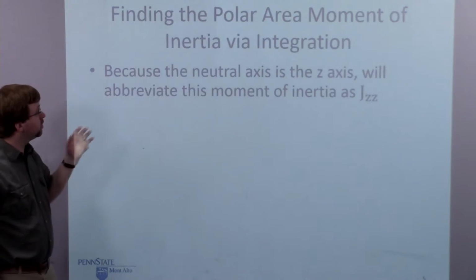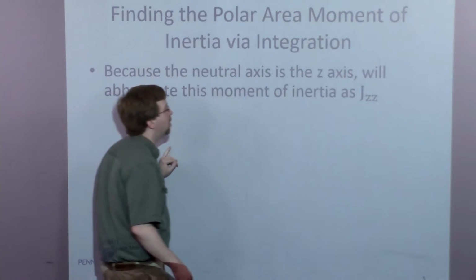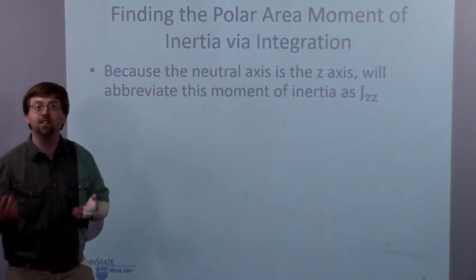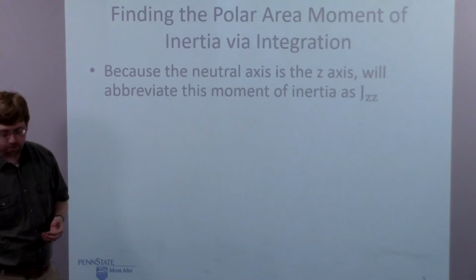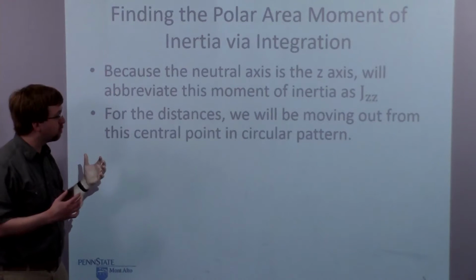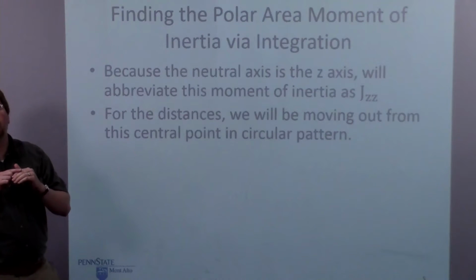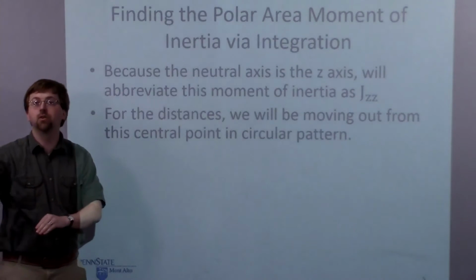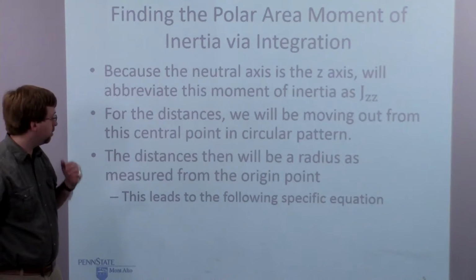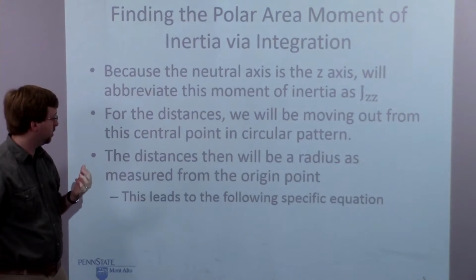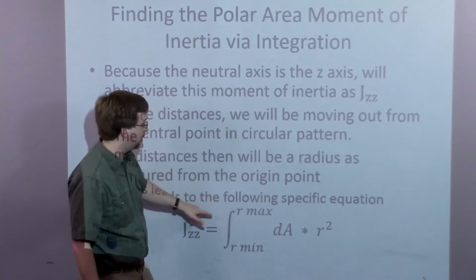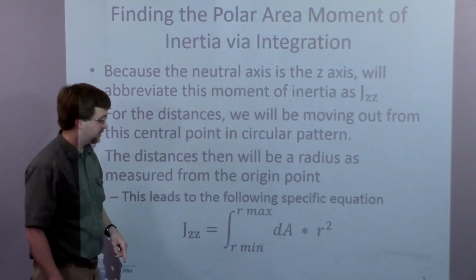All right, so because the neutral axis is the z-axis, we're going to abbreviate the polar moment of inertia as J, and sometimes you'll see JZZ, indicating that we're moving out from the z-axis. So for the distances, we're moving out from this central point in a circular pattern. Everything that is r away is going to be some circle that is r distant from the central point. So we've got this radius, that's why we use r, and in our equation, going from some minimum r value to some maximum r value, we're looking at r squared for our distance.